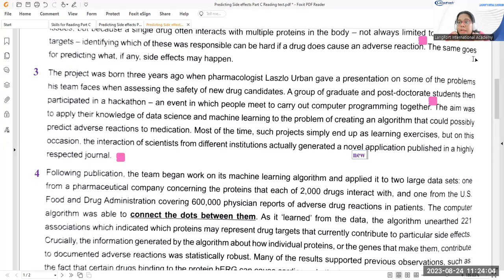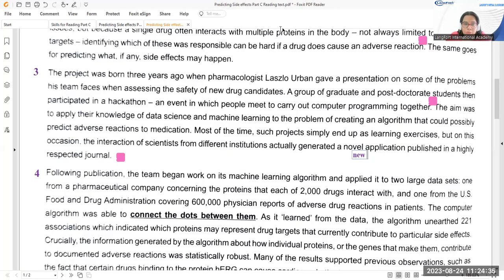They came together for a hackathon to work on their computer programming, and their aim was to apply whatever knowledge they have to predict adverse reactions of a medication. Most such projects usually end up as just a learning exercise. Nothing much happens. But this time, their interactions led to a novel application being developed, and that was published in a highly respected journal.